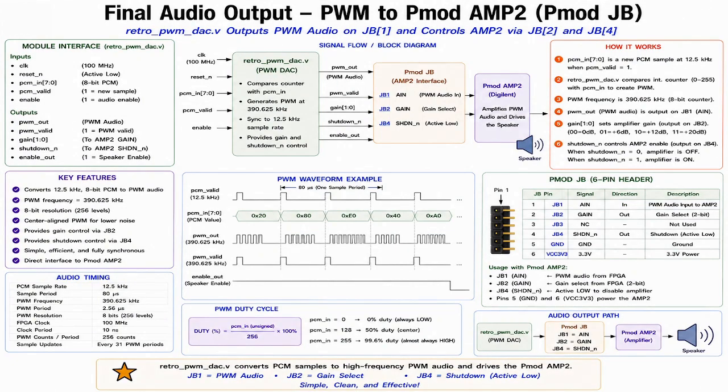Putting everything together, the entire audio path is surprisingly simple. A game requests a phrase, the voice core reads the phrase script, the word player streams PCM samples from memory, the PWM DAC converts those samples into a PWM waveform, and the Pmod AMP2 amplifies that waveform. Finally, the speaker produces the retro computer voice. Although the speech has a classic electronic sound, the architecture behind it is modular, reusable, and designed to be dropped into future FPGA games with very little effort.